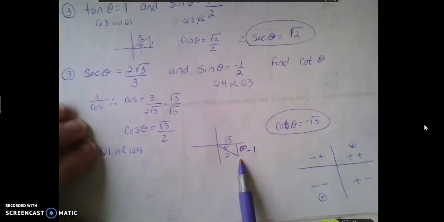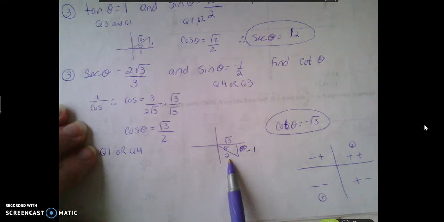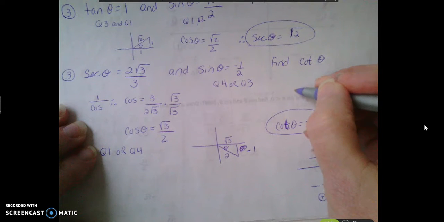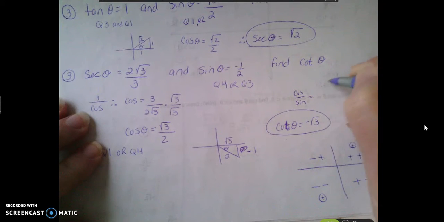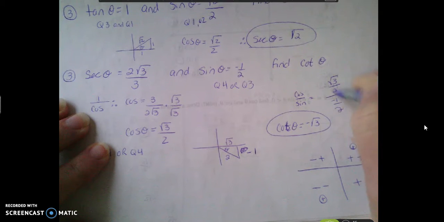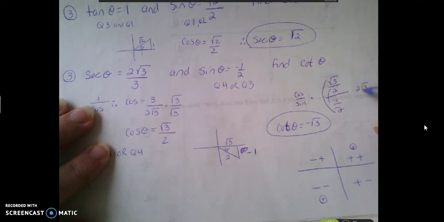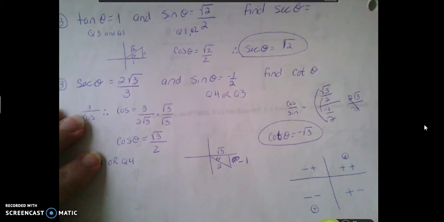So I draw my right triangle in quadrant 4. Sine is a negative 1/2, so negative 1 over 2. Cosine is square root of 3 over 2, so there's my square root of 3. And the question is asking for the cotangent. So cotangent is cosine over sine. So I could do it this way, square root of 3 over 2 over negative 1/2. Multiply the outsides, multiply the insides. And then the 2's cancel out and I get negative square root of 3. So I hope this helps.